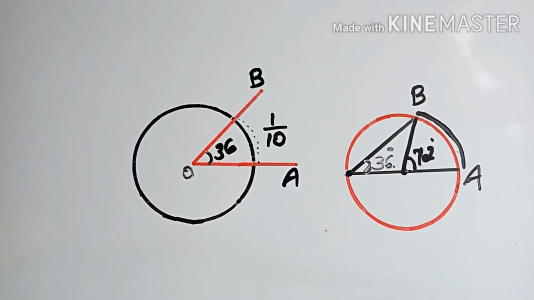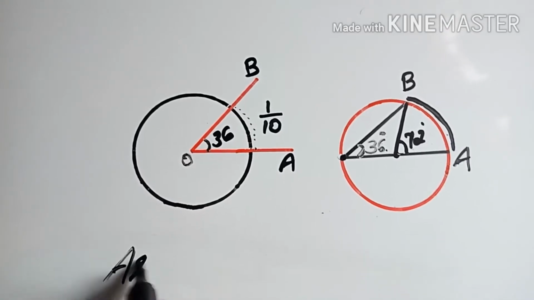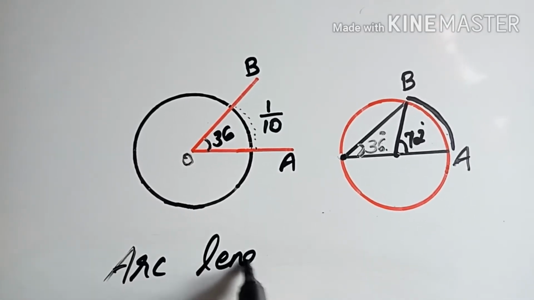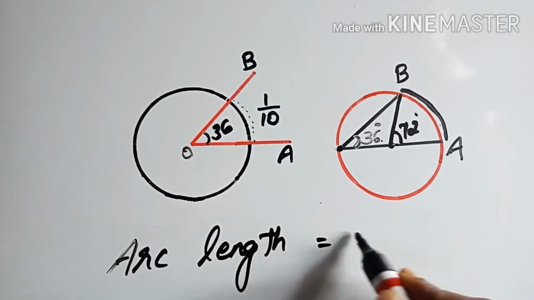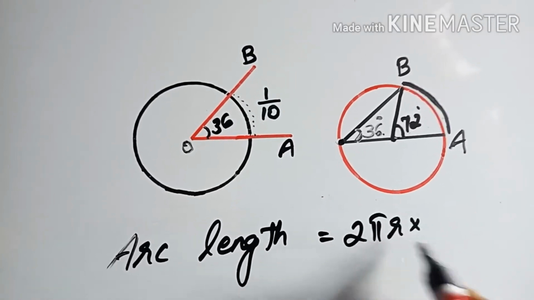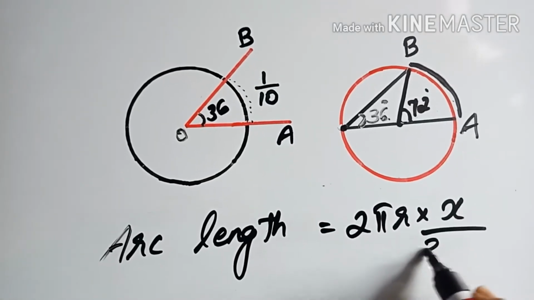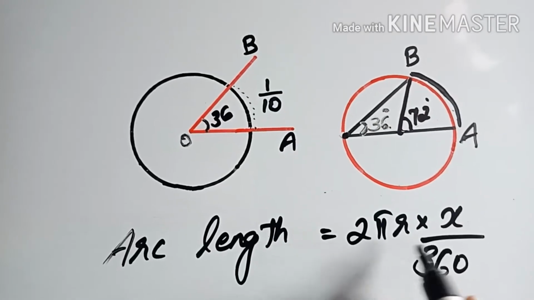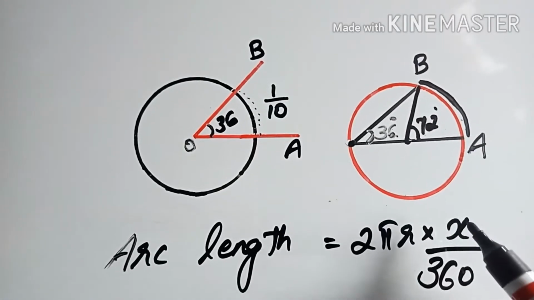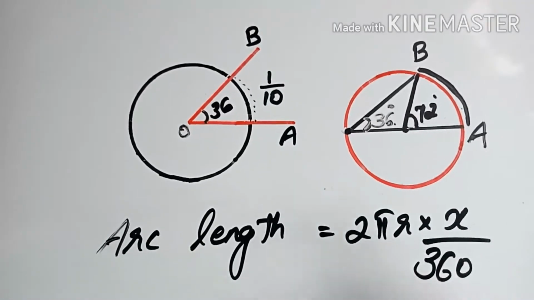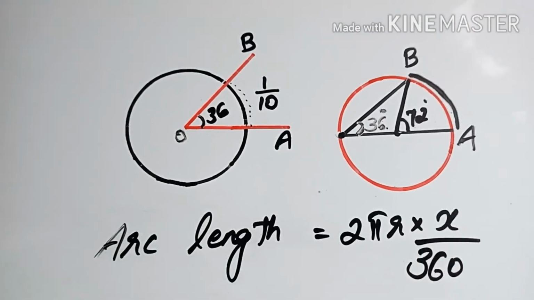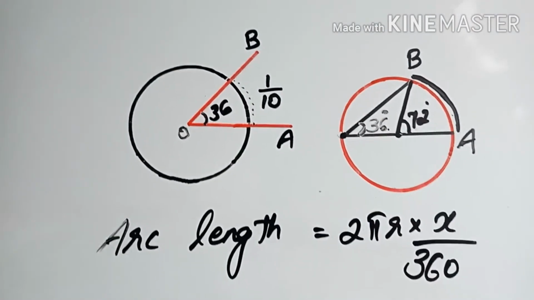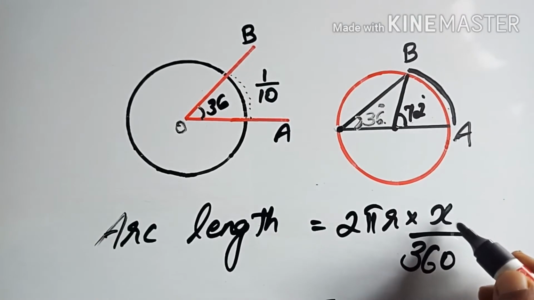Now how will we find the arc length? The equation is arc length equal to 2 pi r into x by 360 degree. But here we are not finding the exact measurement, we are finding which part. So no need to apply this 2 pi r. The only thing we need to apply here is the 72 degree central angle.